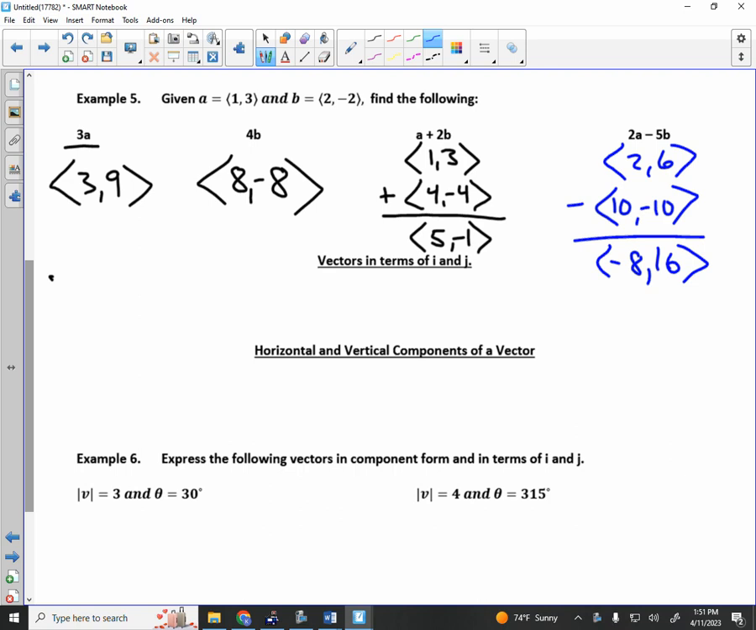Just new, right? One thing you're not going to use very often is that sometimes vectors, instead of being written in this component form, can be written in terms of i and j. And the book does this. I don't know if this ever comes up in a different scenario, but 3, 9 can be represented as 3i plus 9j. You're like, why would they do that?